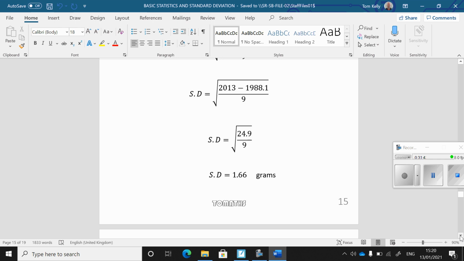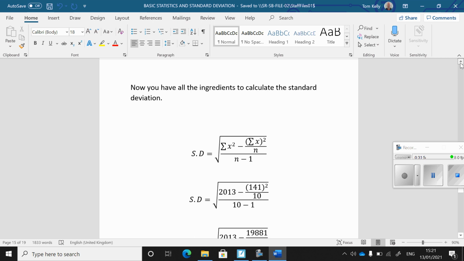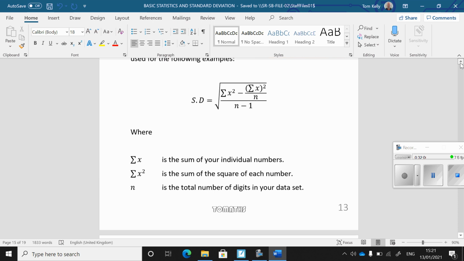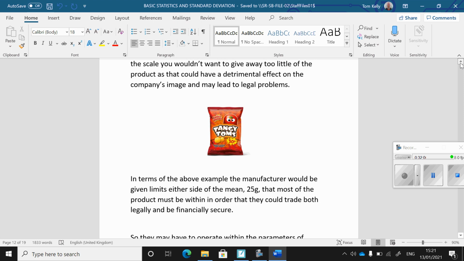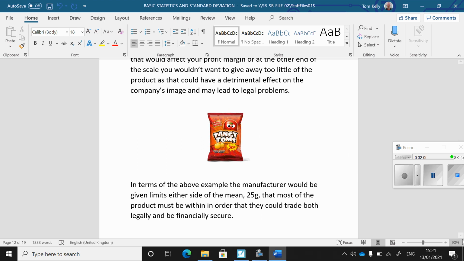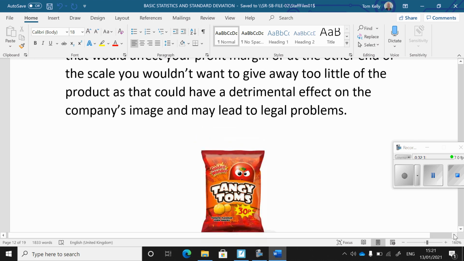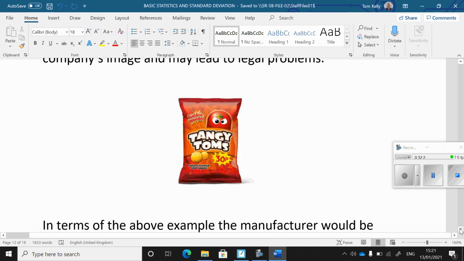Right, folks, I think I'm going to leave it there. So just remember, this was just like your classroom lesson. In fact, it was your classroom lesson. So you just go through all the stuff there, and yet again, I will say, get a real calculator. Okay, and then that means you'll be able to work out your standard deviation for your tangy toms.